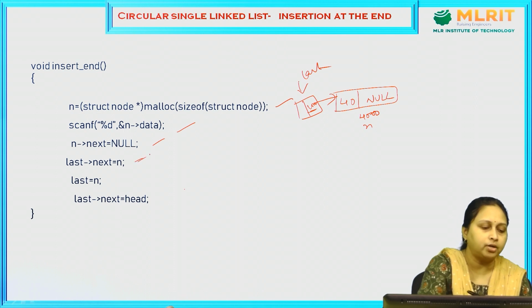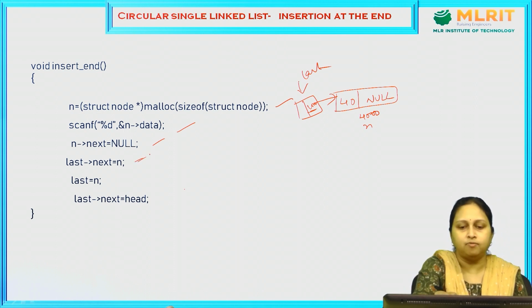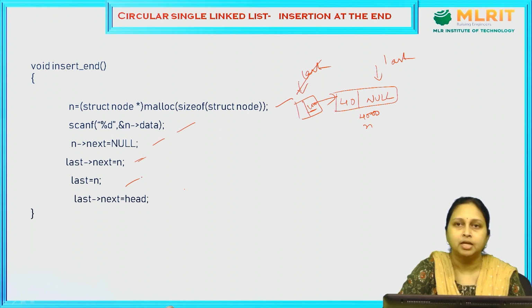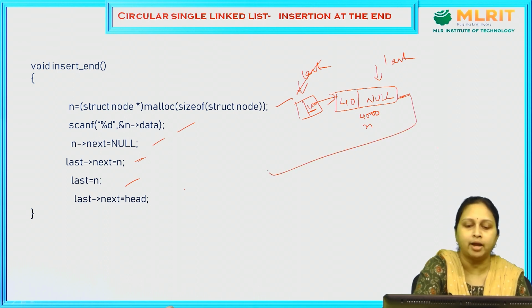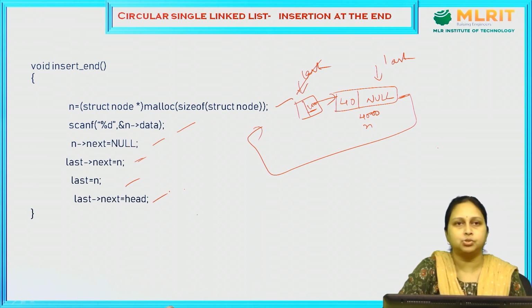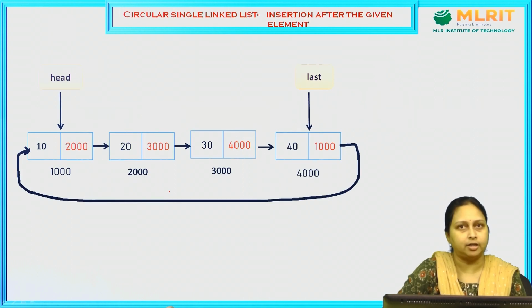For that we are going to write the step last arrow next equal to n, and at the same time we are going to remove this as the last node and make this the last node, so that we are going to assign last equal to n. And not only that, the last node which we have created newly, that should be assigned to head, right? So we are going to write last arrow next equal to head. Okay, this is a case where we can do the insertion at the end.